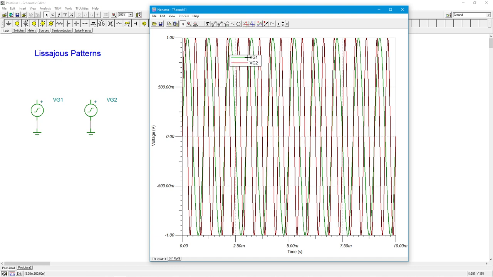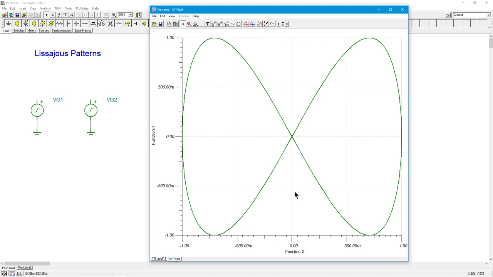So I've got my VG1. VG2 is the maroon, which is at twice the frequency. So I've got twice as much going on there. But the XY plot gives me this really weird, like, bow tie kind of thing. All right. What's going on? Well, it turns out that the number of lobes that we have on the horizontal and the vertical tells you what the frequency ratio is.